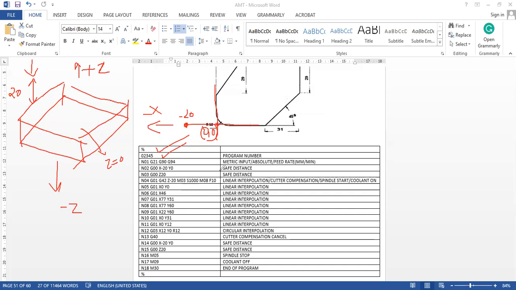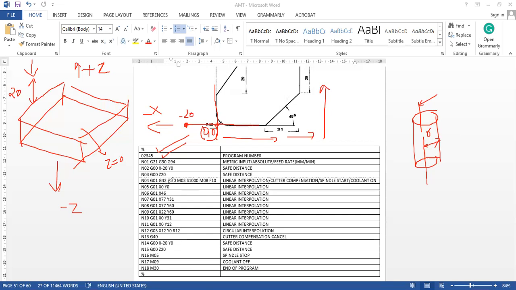Then G01, G42. G42 means the tool movement is like this. G01 means linear interpolation. G42 means cutter diameter compensation. So here the cutter has some diameter. Whenever I write the program, I will use this center line. But the problem is the cutter has some radius. If I do not compensate this radius, this much extra portion will be removed. So I have to compensate the radius. That's why I will use this code G42.